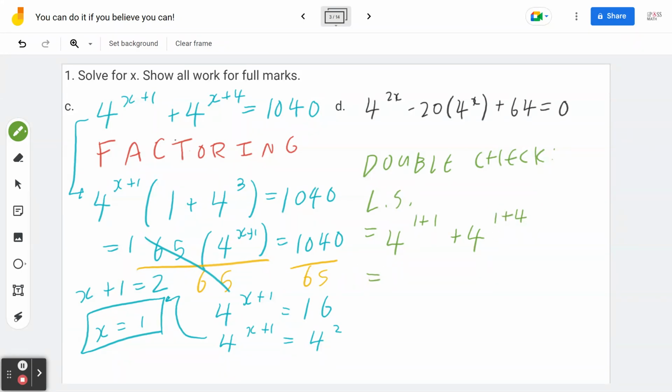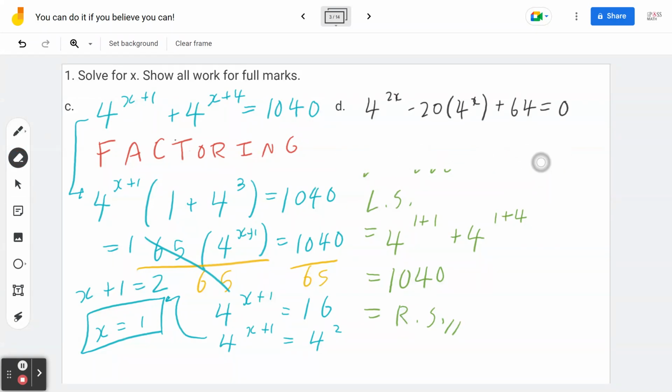So again, I grab the calculator, 4 to the power of 2 plus 4 to the power of 5, and I see 1,040, precisely the same as the right-hand side. So again, I'm not going to double check anymore, but if you don't double check and you don't get perfect, ask a simple question. Do you know how to get perfect? And the answer is yes, which means the only question left is, why didn't you double check?